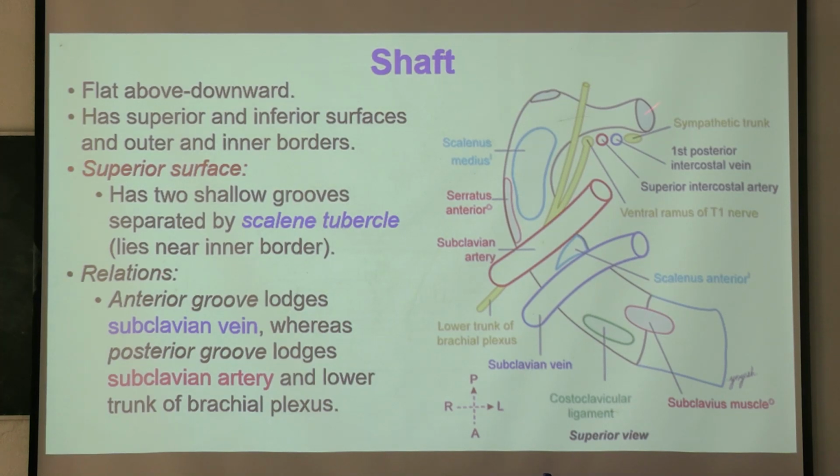Next we go to the shaft. Its relations we will discuss. The shaft is flat from above downward, and has superior and inferior surfaces, and outer and inner borders. This is the outer border, this is the inner border. The superior surface has two shallow grooves separated by the scalene tubercle, which lies near the inner border. Here is the scalene tubercle where scalenus anterior is attaching. And these are the two grooves: the anterior groove containing the subclavian vein, and the posterior groove containing the subclavian artery and lower trunk of the brachial plexus.